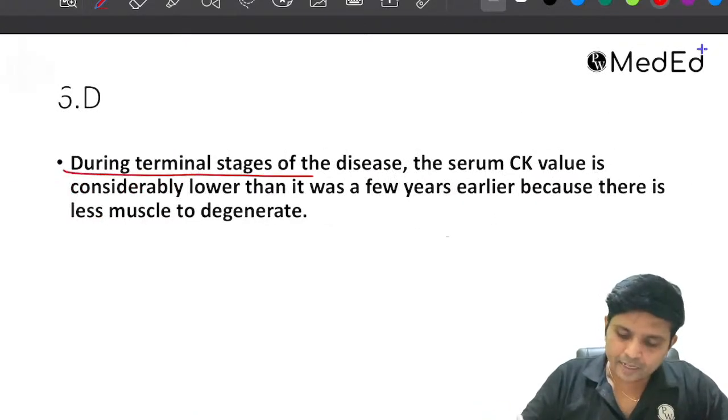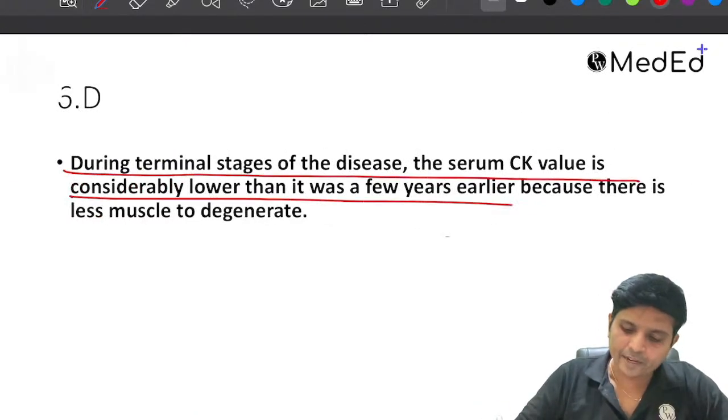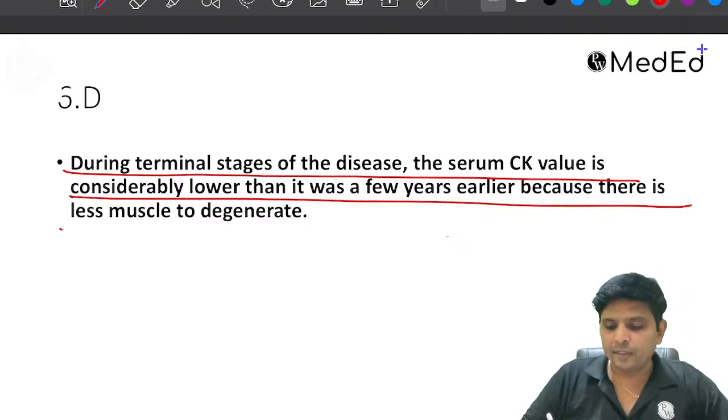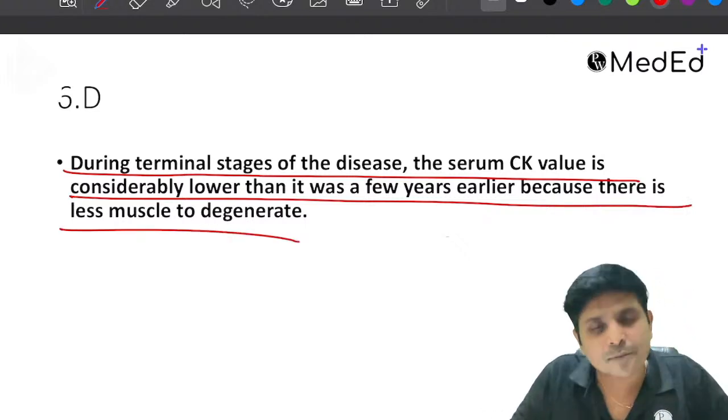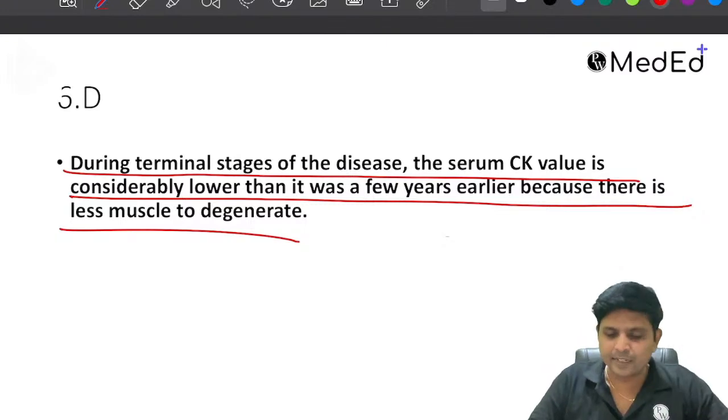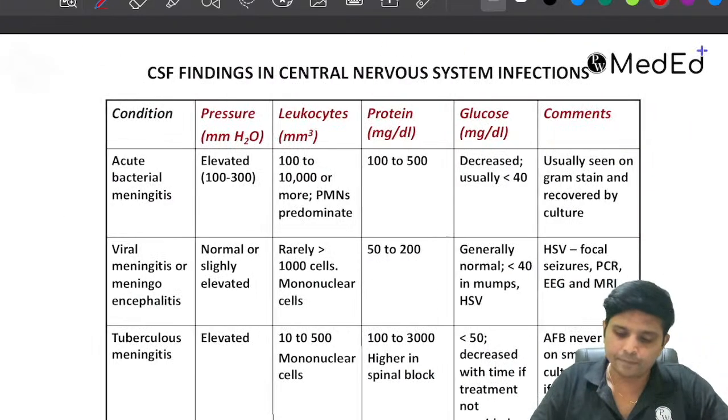Look here, in the terminal stages of the disease, the serum CPK is considerably lower because there is less muscle to degenerate. Answer is D. Okay, done.